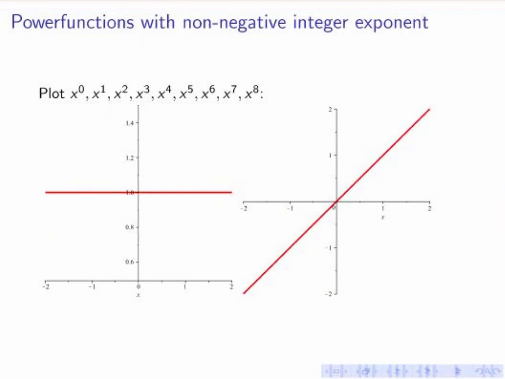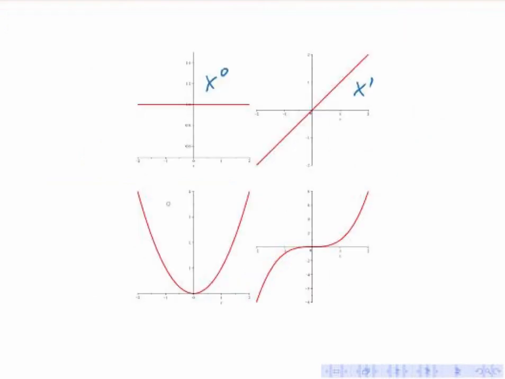So let's plot the power functions with non-negative integer exponents, so the x to the n's, for n is 0, 1, 2, 3, 4, 5, 6, 7, 8. X to the 0 is of course equal to 1, and the function, if I plot it on a coordinate system, is just the constant function 1. X to the 1 is the function x. It is a linear function and looks like this, of course. This is x squared, our good well-known parabola.